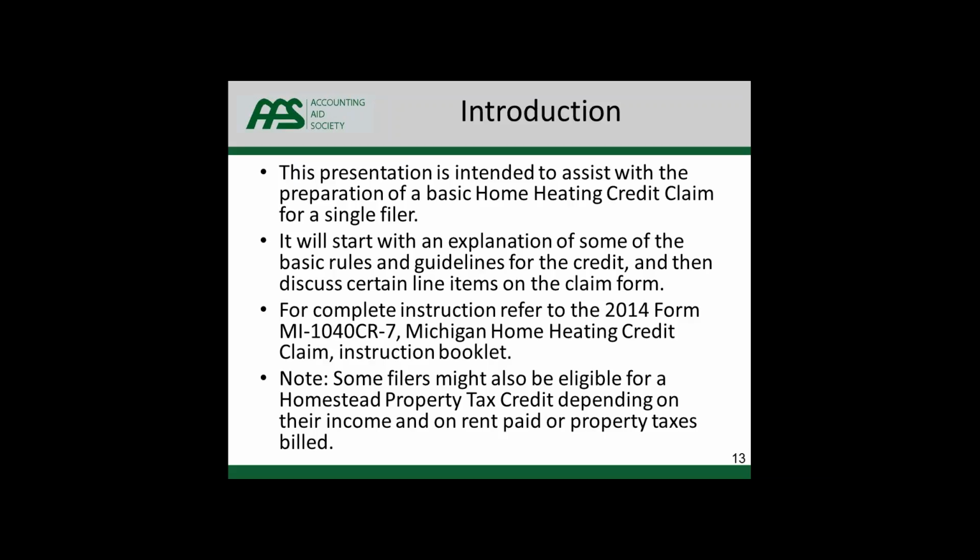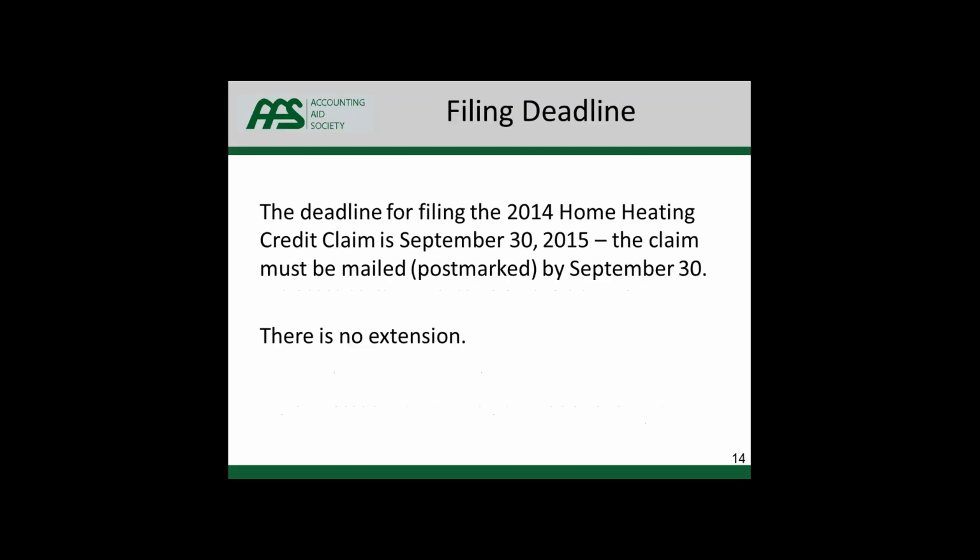Some filers may also be eligible for a homestead property credit, but that can be filed for up to 4 back years. There's a 4-year statute on that. Home heating credit must be filed by September 30th. So that's really important, and you can't go back on that one.